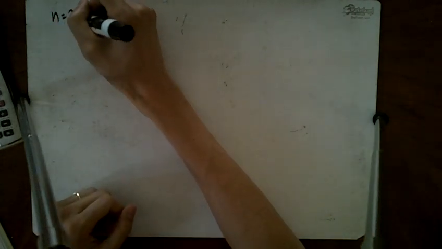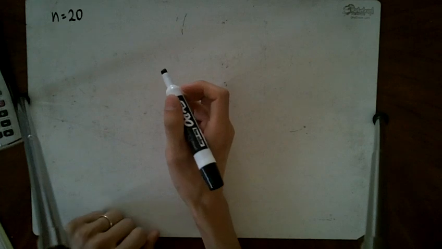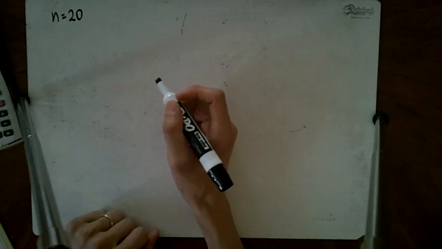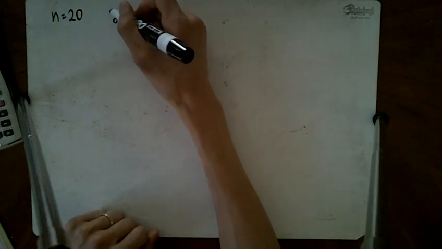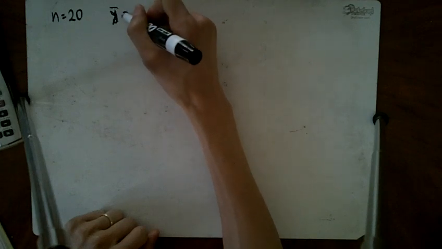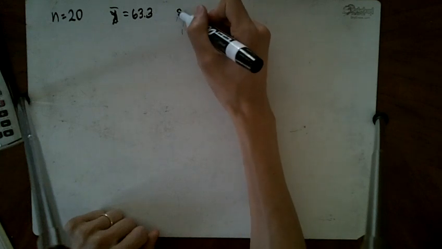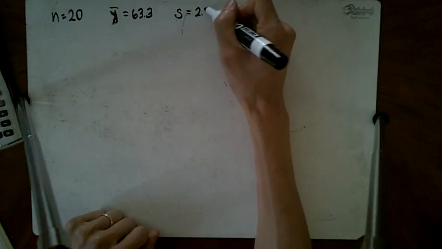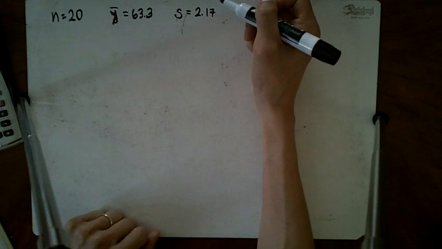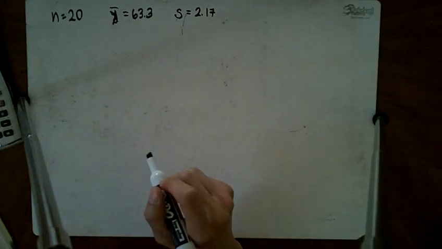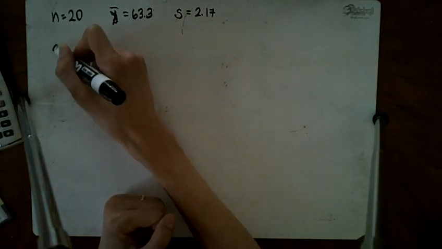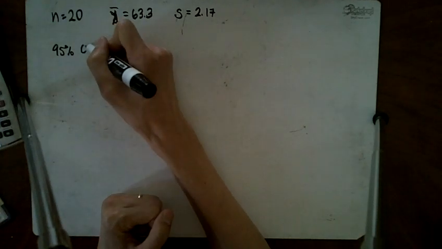Okay, in this one, it says we've taken a random sample of 20 female college-aged dancers. So n is equal to 20. And it says the sample mean height is 63.3 inches. So my x bar is 63.3 inches. And it says the sample standard deviation, my s, is 2.17 inches. It says assume that the distribution of heights is normal. It says create a 95% confidence interval.